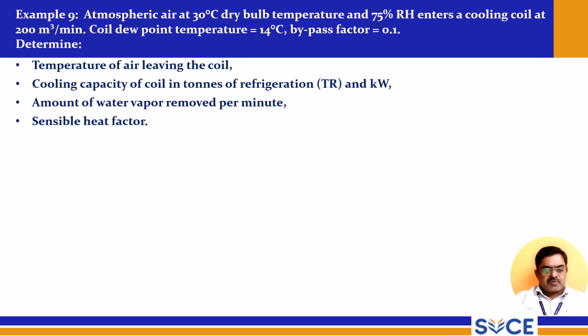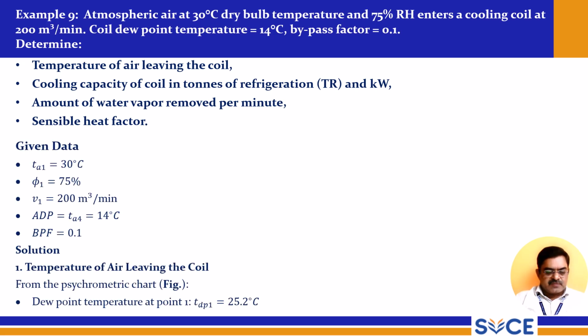Also the amount of water vapor removed per minute and the sensible heat factor. So we have to find these four factors, and the given data is TA1 is given, phi1 is 75%, V1 equal to 200 meter cube per minute, ADP equal to TA4, so that is 14 degrees Celsius. BPF is also given, so that is 0.1.